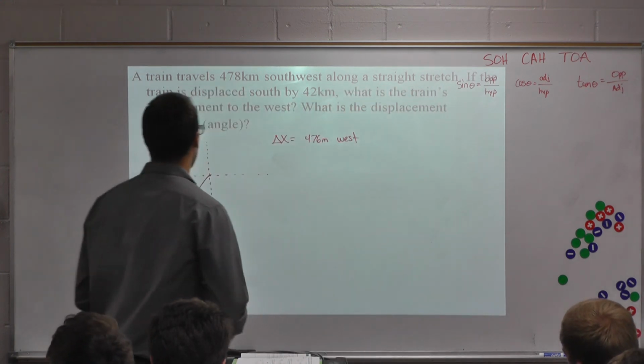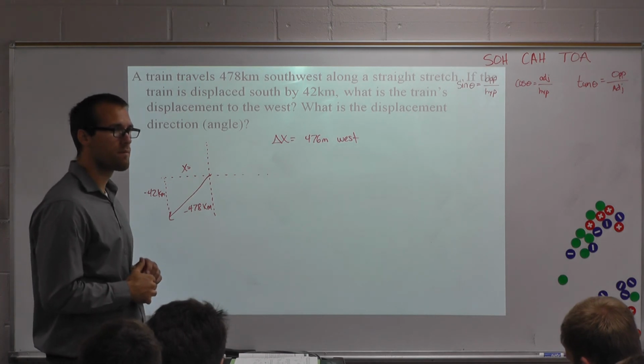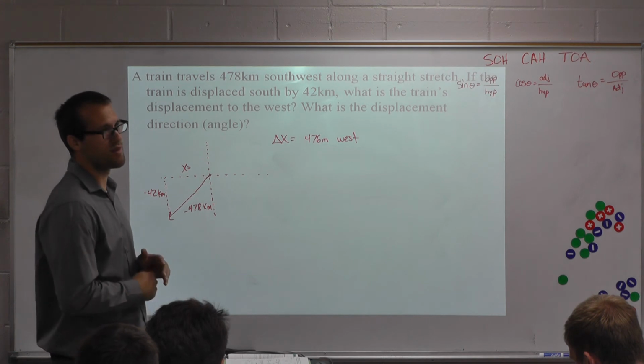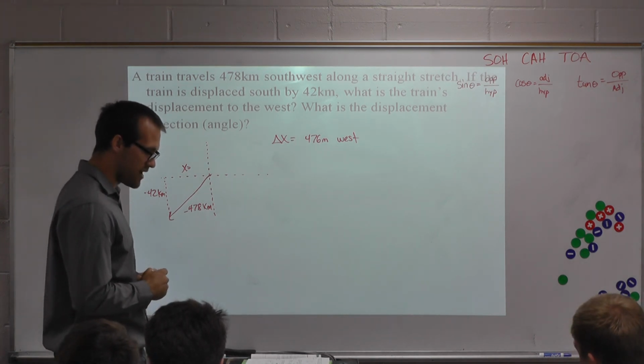Can you put both, the negative and the west? That would be like putting two negatives. Don't do that. Use either the negative or the west. Now the second part doesn't want to know direction.